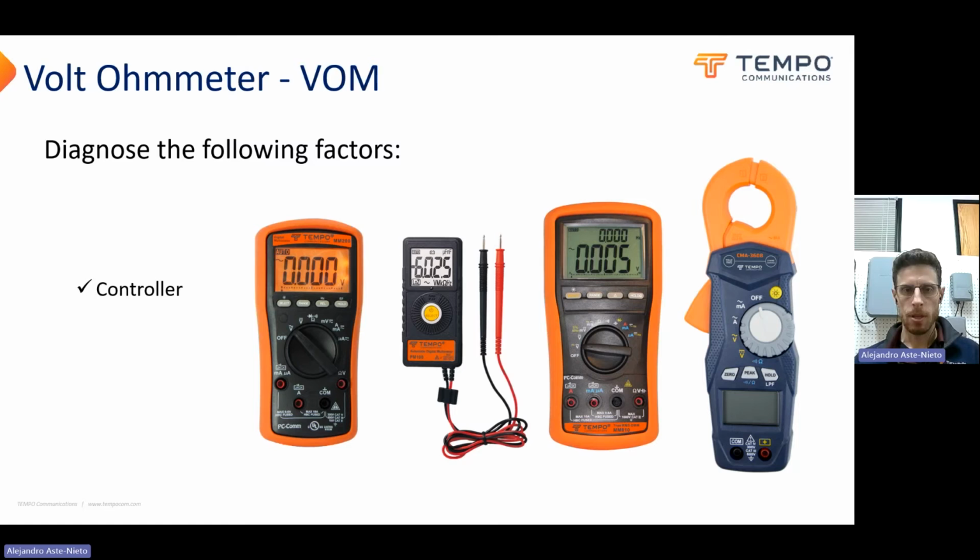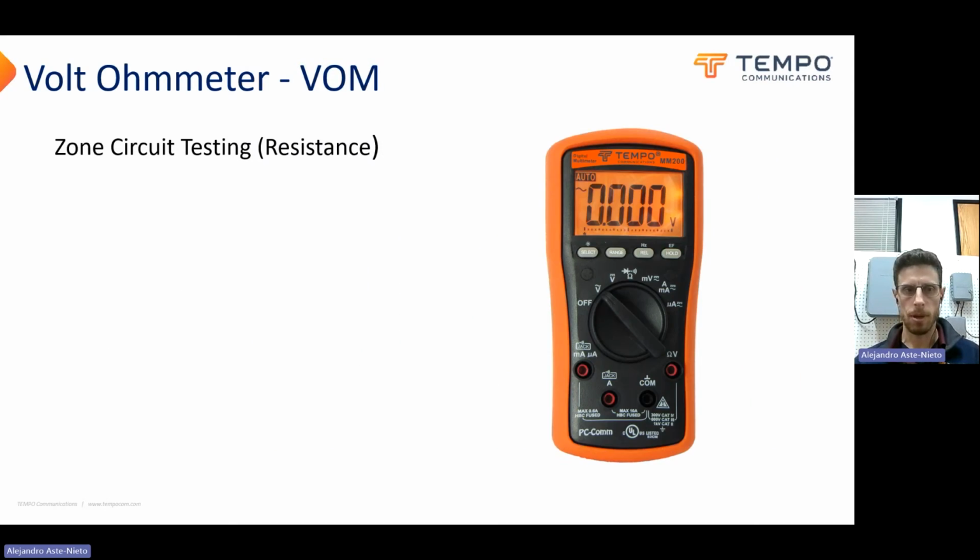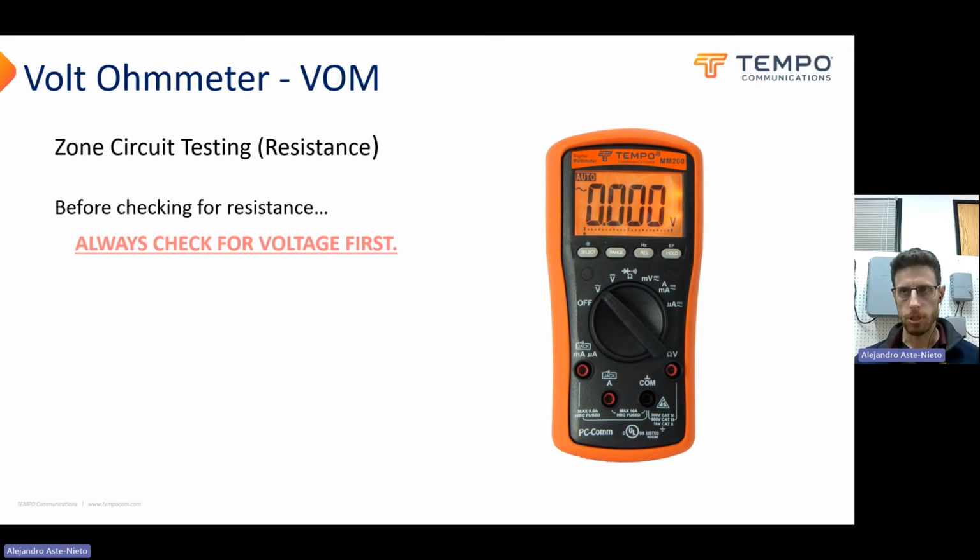We can check the controller, we can check the zone circuit, and then break that down into whether the problem's in the wiring or in the solenoid. So let's talk about all that. Resistance is how we're going to check the zone circuit, the wiring and the solenoid. Before we check resistance, you always want to do voltage first.